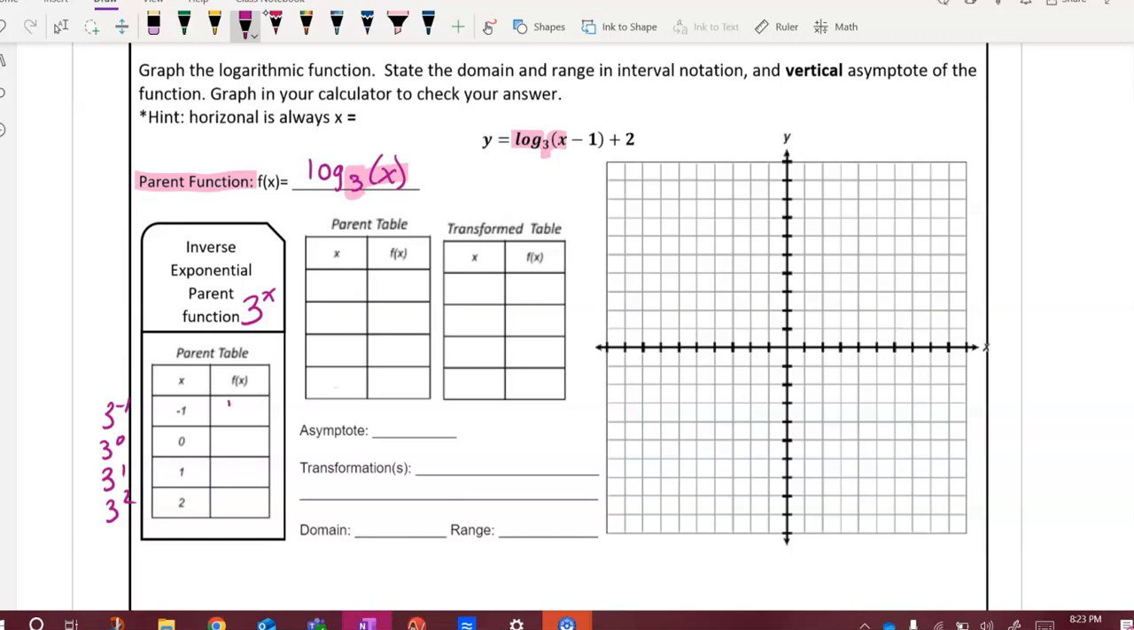So 3 to the negative 1 is 1/3. 3 to the 0 is 1. 3 to the 1 is 3. And 3 squared is 9. Now, the parent table of the log function is the inverse of what we just found. So we need to swap those x and y values.